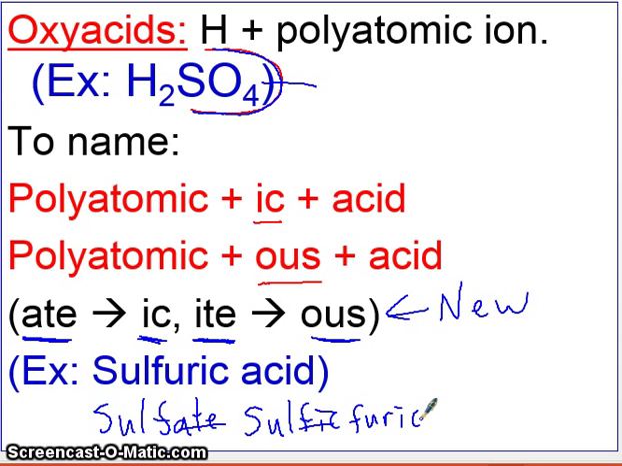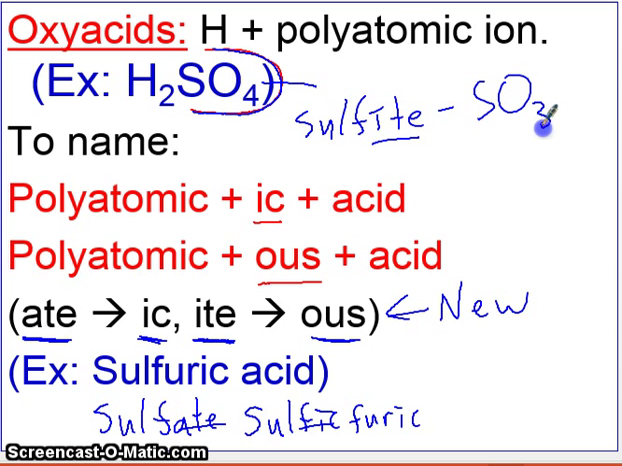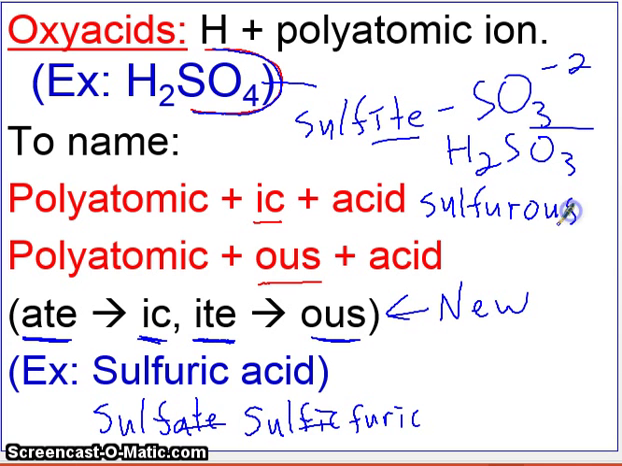And if you had sulfite, there is a polyatomic ion named sulfite with an -ite ending. Sulfite, by the way, is SO3 2 minus. If you had an acid based on this, which would be H2SO3, you would name this sulfurous acid. Sulfurous acid. So the -ates become -ic, the -ites become -ous. That is really the big rule.